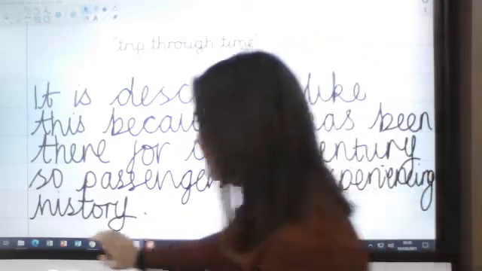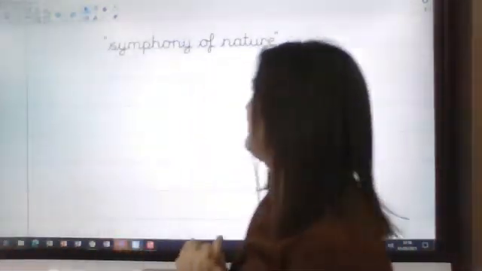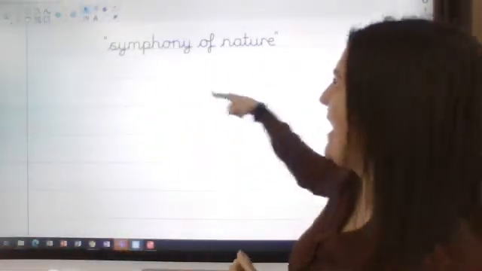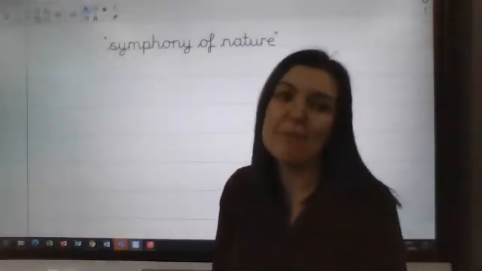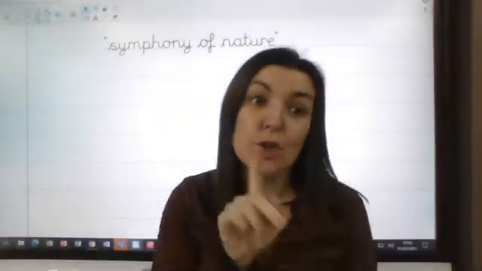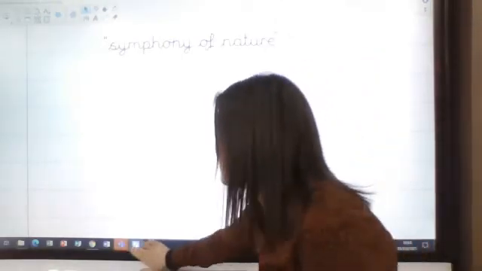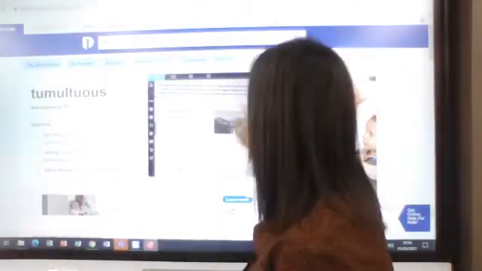So your next question is really similar to that one. It picks out a phrase, a symphony of nature. You've looked up the word symphony, so you should know what that means. Then it asks you why you think the author chose that phrase from line 23. Here that it talks about it.